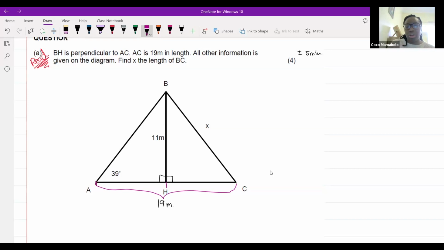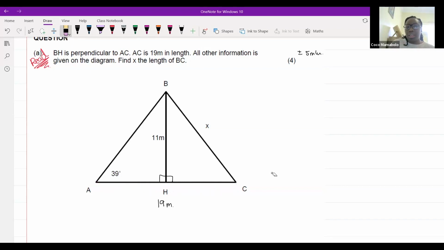I can use triangle ABH to find the length of AH, because if I can find the length of AH, that's also going to give me the length of HC. We cannot just make the assumption that it is half of the other. No, we have to figure out what that is.